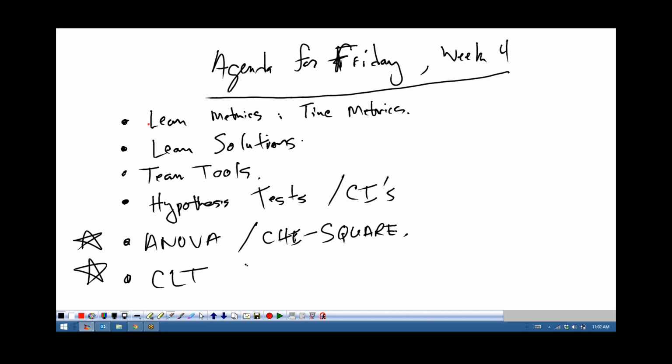So here's the agenda today for Friday, week four. We're going to cover some lean metrics, like we said last time. Hopefully you've had a chance to read over, and particularly the time metrics are what we're going to cover today. So those are takt time, lead, cycle, and then also something called exit rate. And we're going to tie some of these together with something called Little's Law.